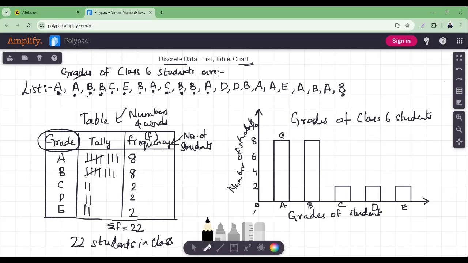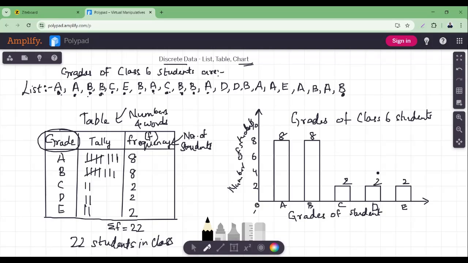What am I going to do? This is 8 plus 8 plus 2 plus 2 plus 2. I just have to add them up and I will know how many students are there. I get the total number of students in the class. And just looking at the picture, I can say, okay, B and A have a higher number. Many students have got B or A only. So just by looking at it within a fraction of a minute, I can come to these conclusions, right? That is how a bar chart helps.